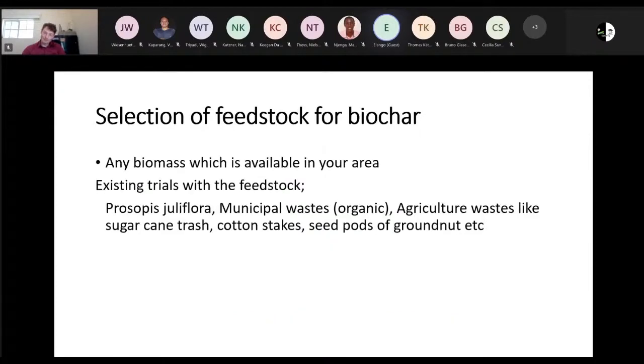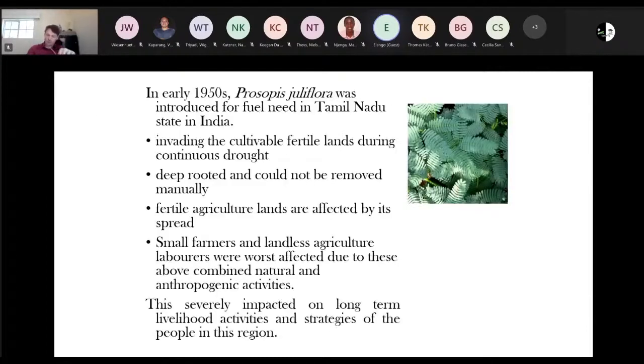Initially, I'd like to share about the importance of selection of feedstock for biochar. Any biomass can be utilized as a feedstock, which is available in our area, which is abundant, which is exotic, which may be weed. Our existing trials with the feedstocks are especially Prosopis juliflora, which is abundantly available in our area. The next one, municipal waste, especially organic waste. Agricultural waste like sugarcane trash, cotton stalks, seed pods of groundnut, etc.